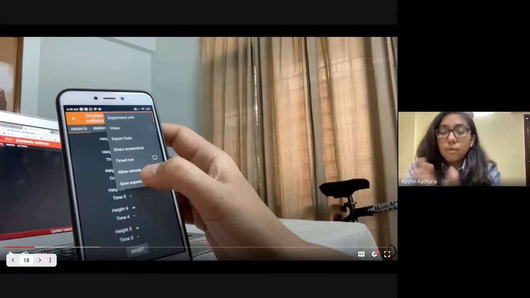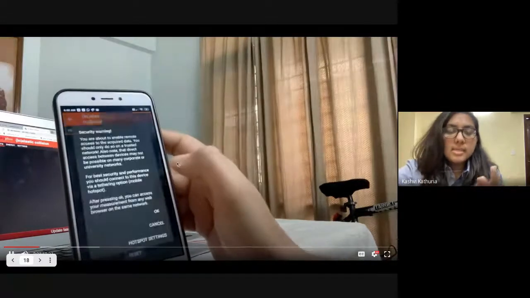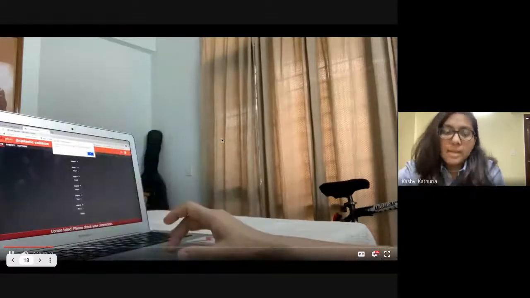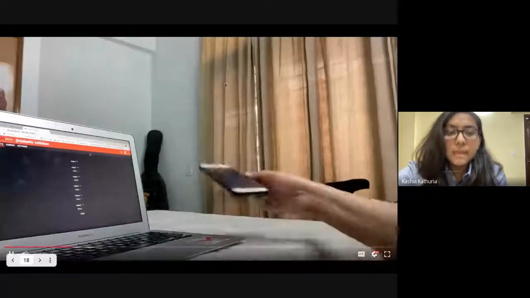So if you want to go ahead and do that, basically if you click on the three dots at the top right corner, you can click on having a remote device, which will send a link to your laptop, and then you can open it on a remote device. You don't have to do this. You can just use your phone, of course.